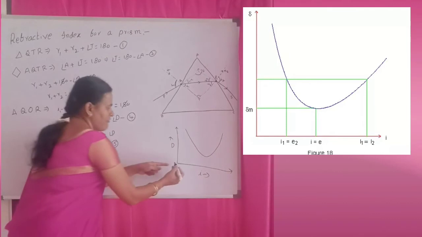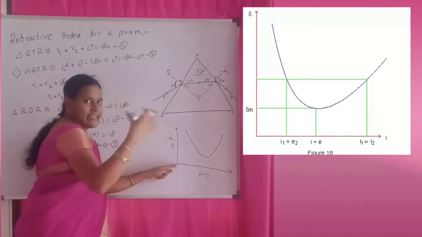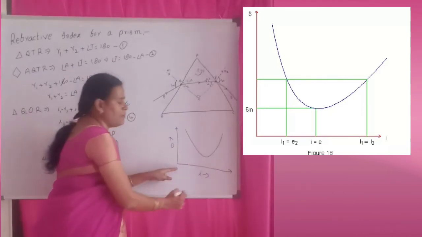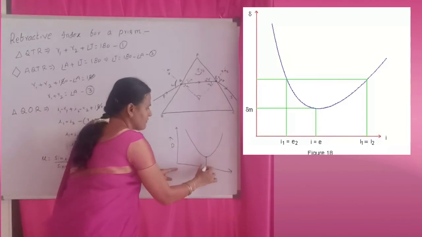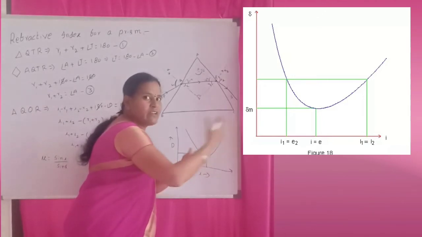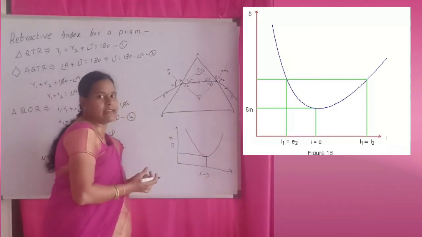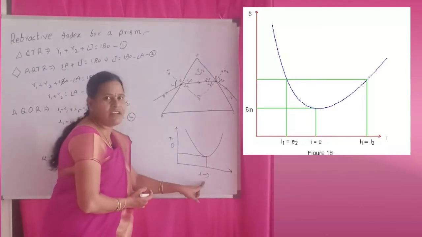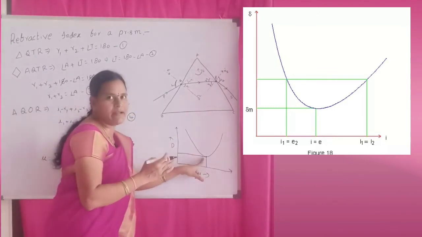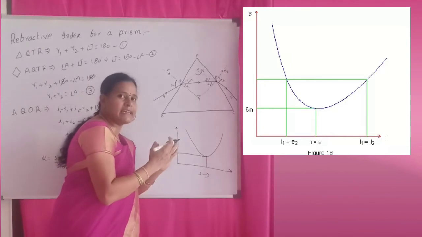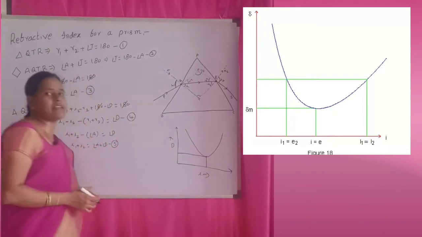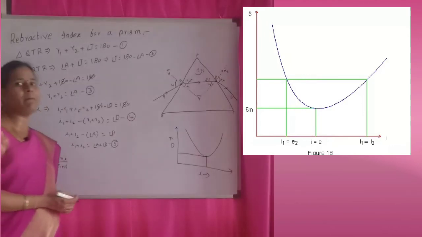So it means when the angle of incidence is increased, automatically the deviation value decreases. And when it reaches one point, it gets the lowest value, and after that point, as the angle of incidence increases, the angle of deviation also increases. So at first, when I increases, D decreases, and after reaching one point, when I is increasing then D is also increasing. So this point is called the minimum deviation value, minimum deviation.